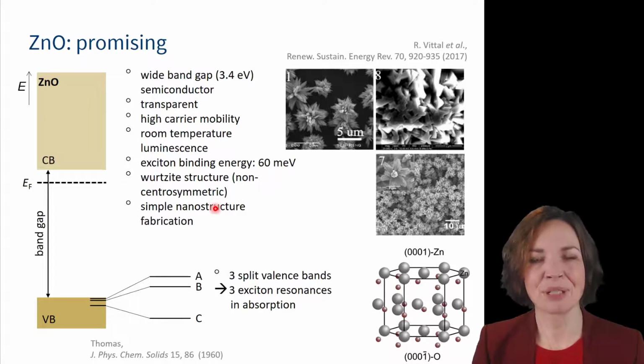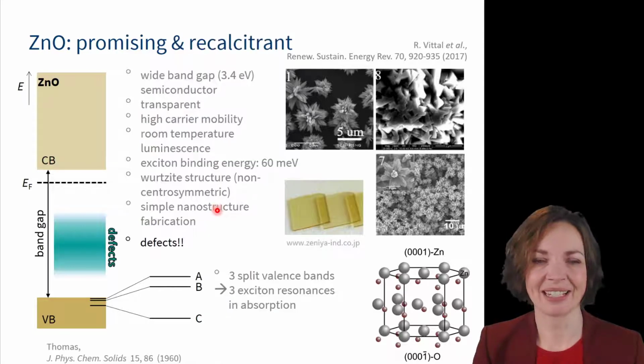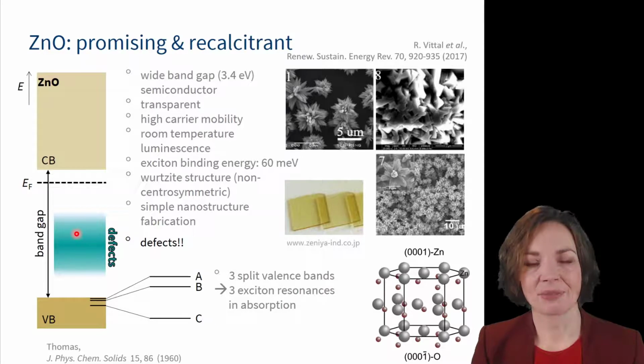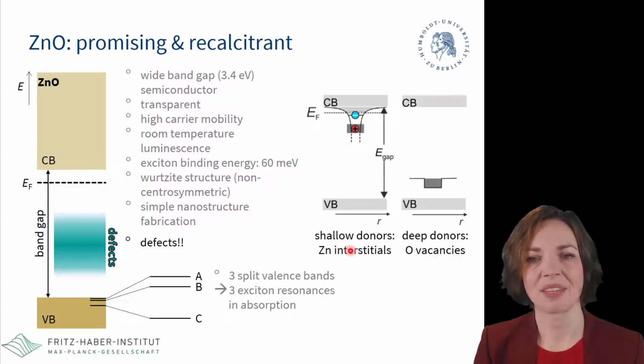However, some people might call zinc oxide nasty or at least recalcitrant, and this is because you cannot get zinc oxide without defects. In optical spectra, photoluminescence, etc., you see this strong defect band in the band gap, and this is also responsible for the yellow color of zinc oxide crystals.